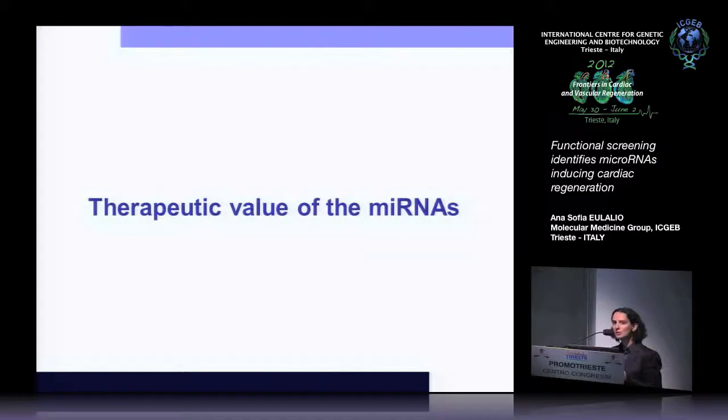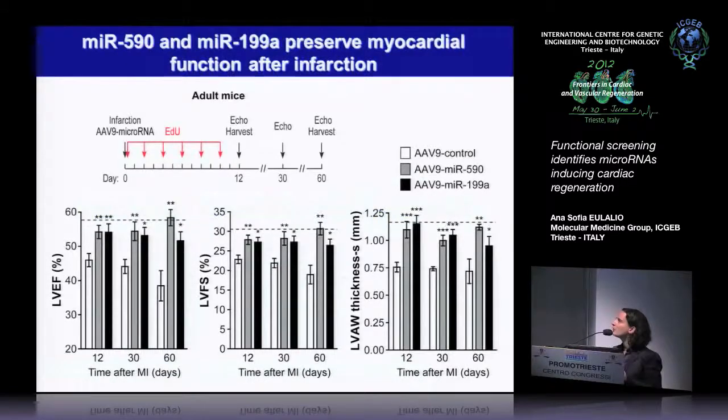The most important question is then, would they have therapeutic value? If they induce proliferation, can they also have a beneficial effect? And for this, what we did was to use a mouse model of myocardial infarction. We injected in the border zone of the infarction the AAV encoding for the microRNAs, and then we performed the echo study 12 days, 30 days, and 60 days after the injection of the microRNAs and myocardial infarction.